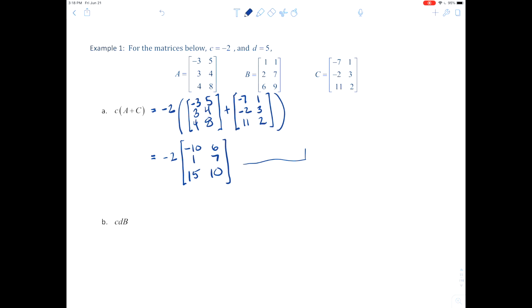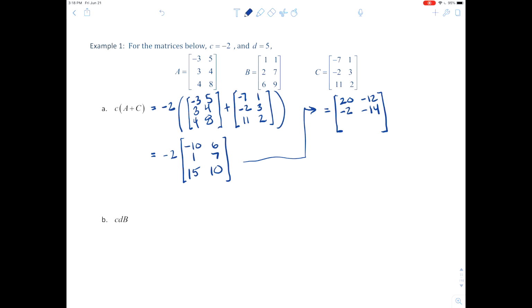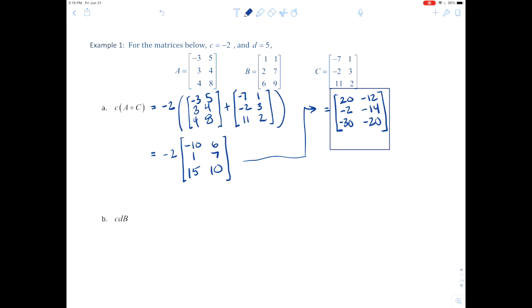And then our last step for this one will be bringing in that -2. So we'll have 20, -12, -2, -14, -30, -20. Good so far? Awesome. All right, let's see what happens with this next one. So for this one, personally, I would do the C times D first.